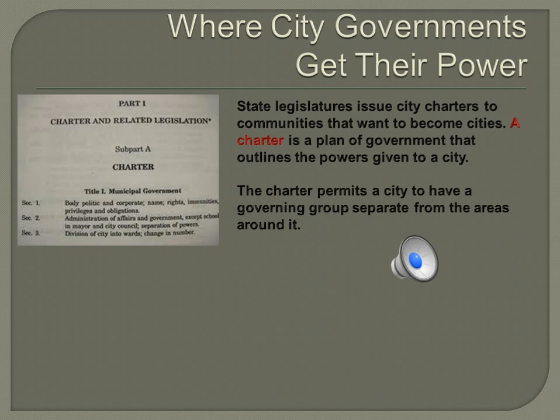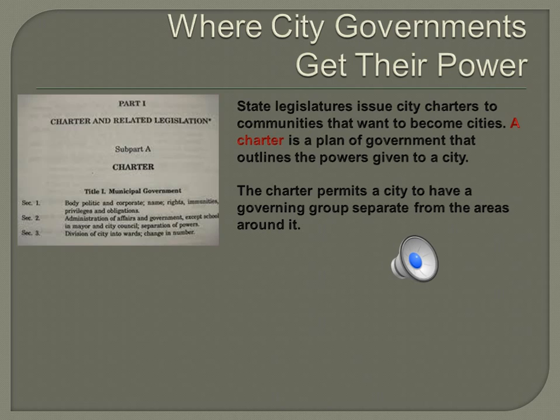So a charter is a plan of government that outlines the powers given to a city. A charter permits a city to have its own governing group separate from the areas around it, right? And so that's where we get the boundaries.